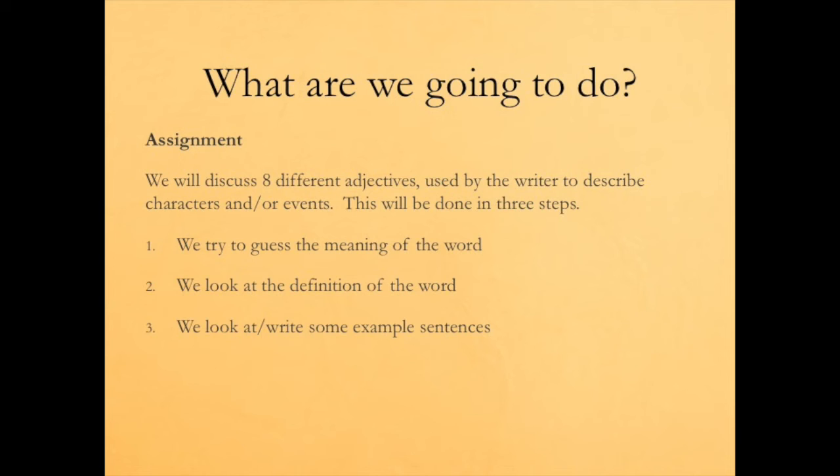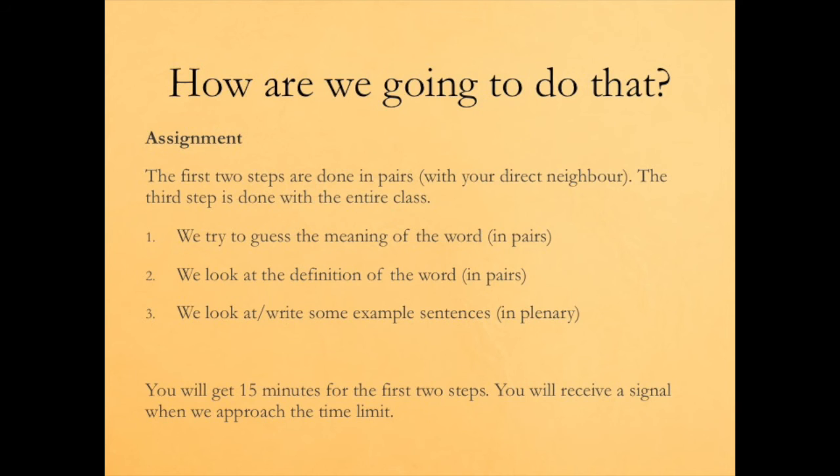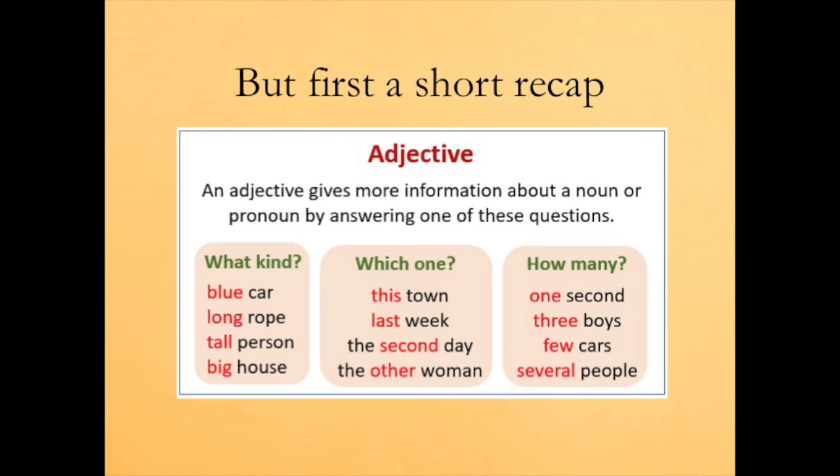Step 1. We try to guess the meaning of the word. Step 2. We look at the definition of the word in the dictionary. And step 3. We look at or write some example sentences. The first 2 steps are done in pairs. The third step is done with the entire class. Students will get 15 minutes for the first 2 steps. We will do a short recap on the grammatical features of adjectives.